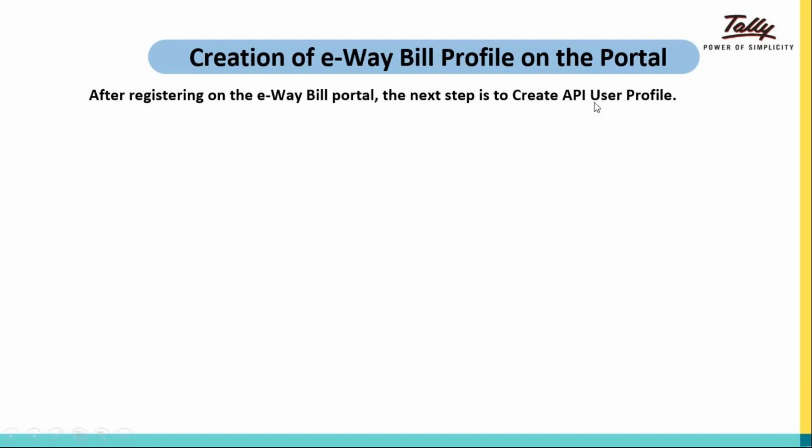So when I say API, don't get confused. It means Tally. There are so many different softwares through which you can generate your e-way bill directly. So for that, we must first link our software to the e-way bill portal. Are you understanding now? Yes, sir. Did you all understand?